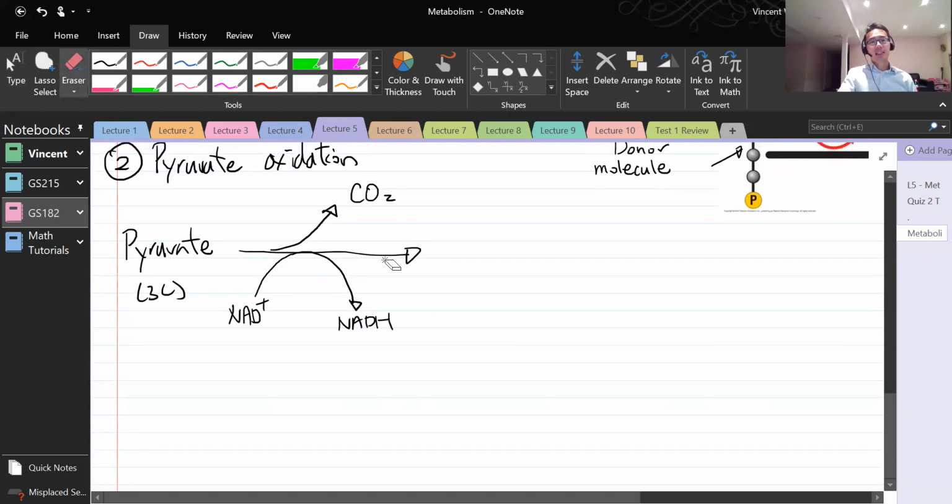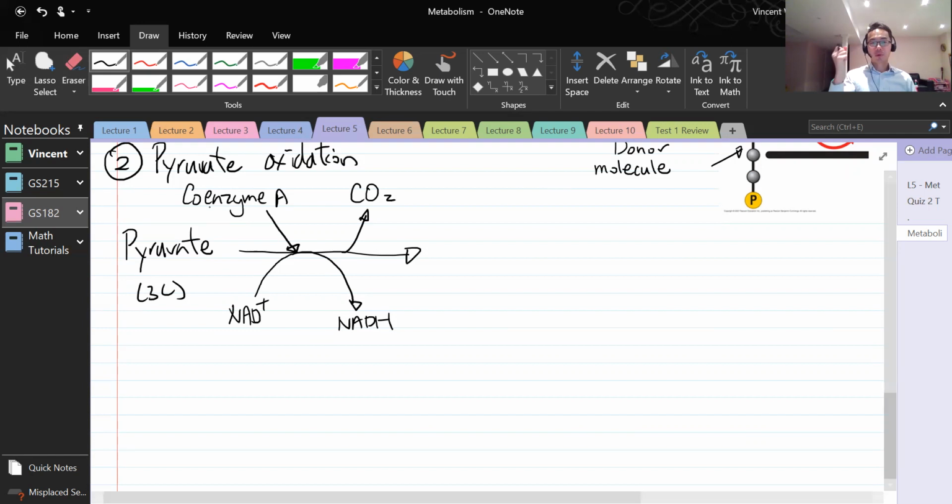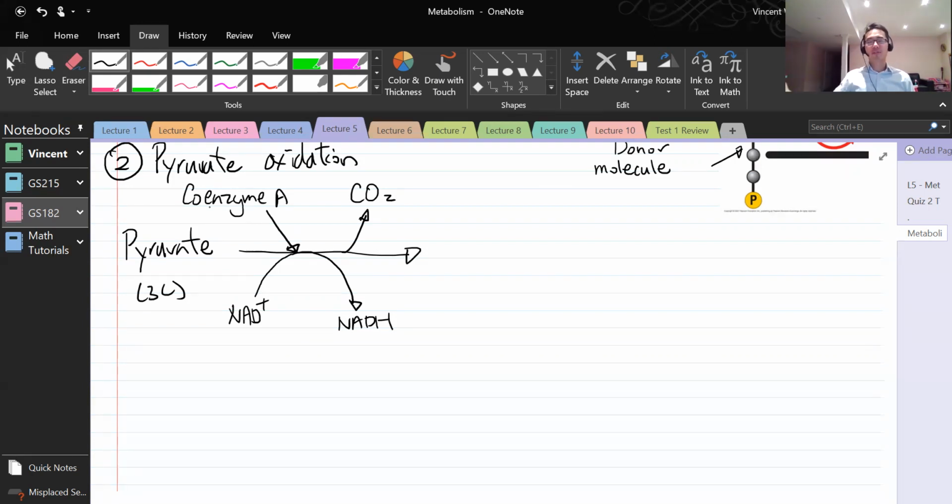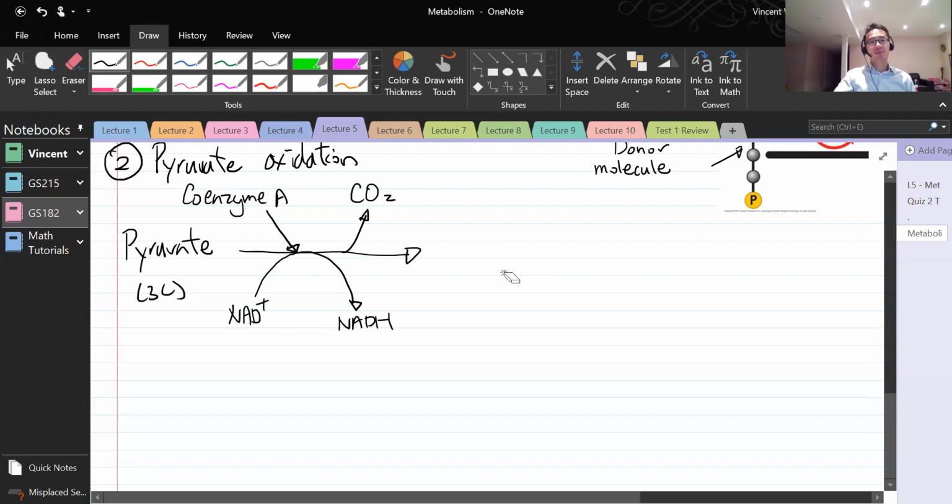And also we're going to add something called coenzyme A, which charges up the molecule. We create a special unstable bond that will charge up the molecule so that it is ready for the next phase of the reaction. So in all this, we will create something called acetyl-CoA.